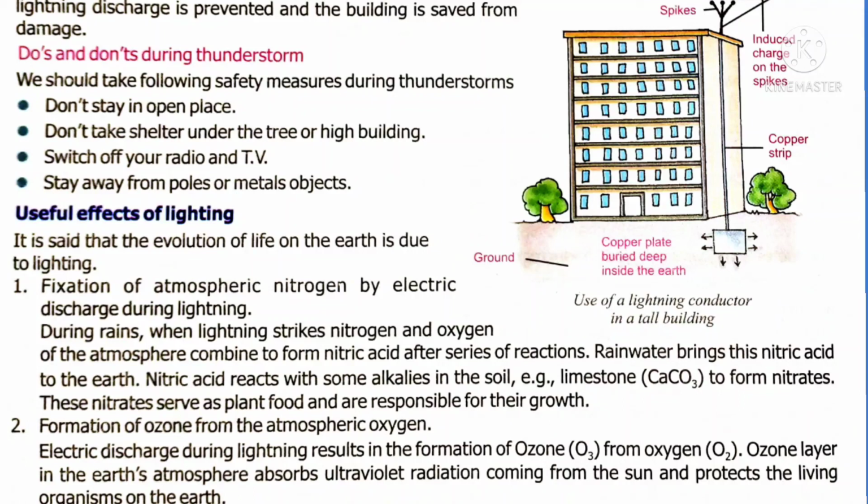This nitrate compound will be used by the plants for their better growth. Also, this lightning breaks the atmospheric oxygen and makes the compound ozone. This ozone forms a layer, which is a protective layer which protects us from the ultraviolet radiation produced by the sun. So this layer acts as a protector for the organisms of our earth.